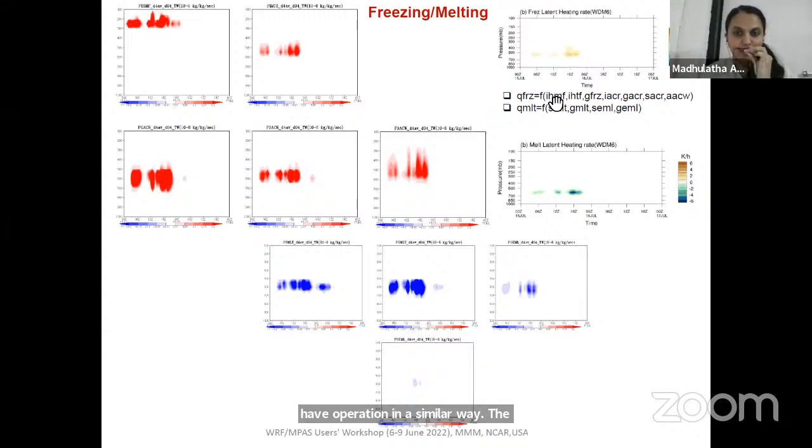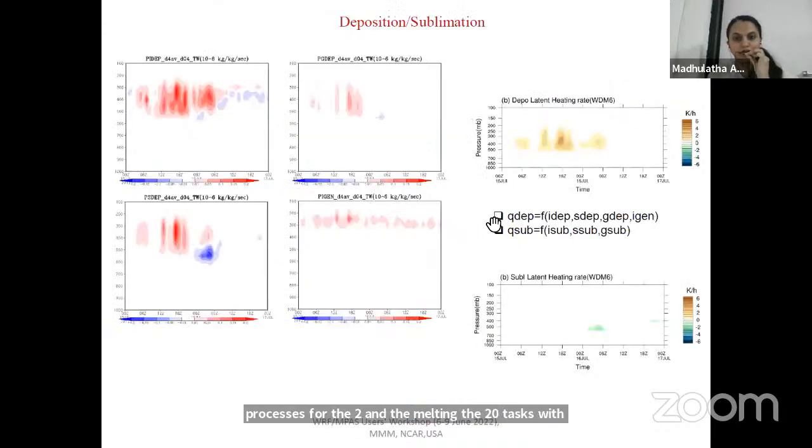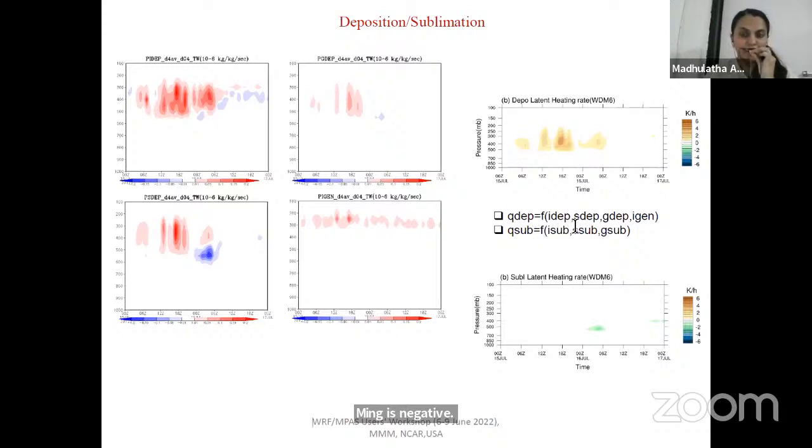In a similar way, the freezing and melting. You can see these are the functions of homogeneous freezing, heterogeneous freezing, and graupel. And the processes involved are also accretion and autoconversion for freezing and melting. You can see the freezing process is positive, and the latent heat associated with melting is negative. In a similar way I am showing the deposition also. These are basically based on ice, snow, graupel deposition, and ice generation. These different latent heats explain the transformation of water vapor into different phases, liquid and solid.